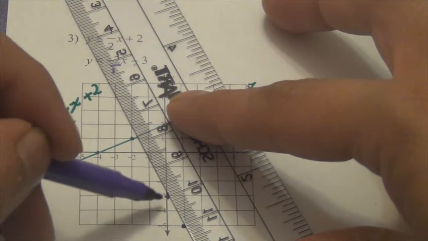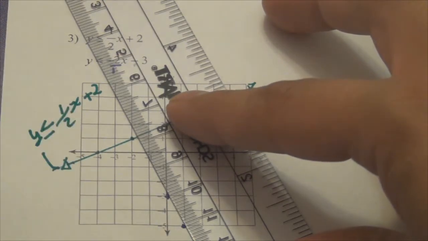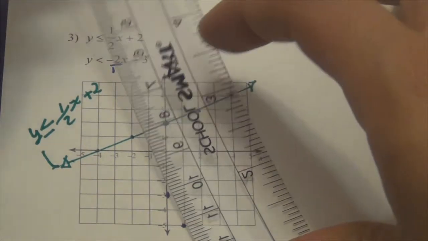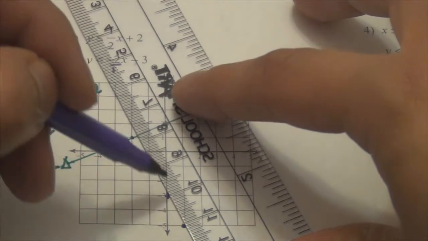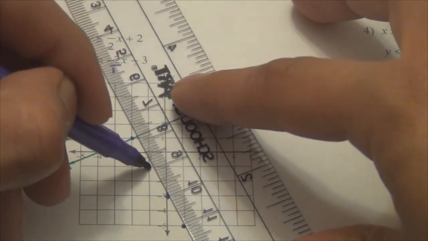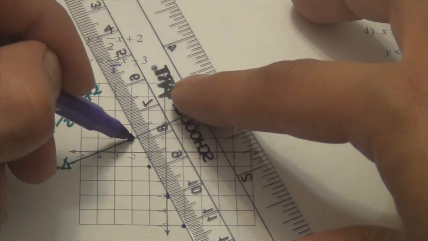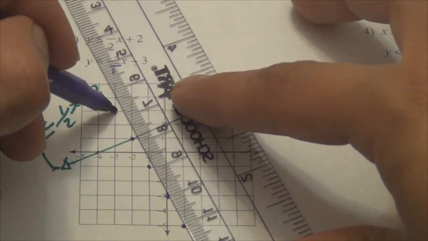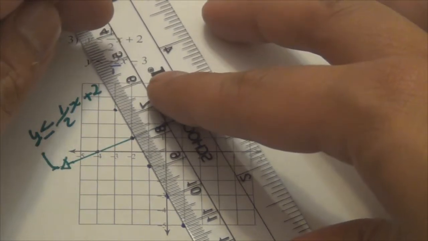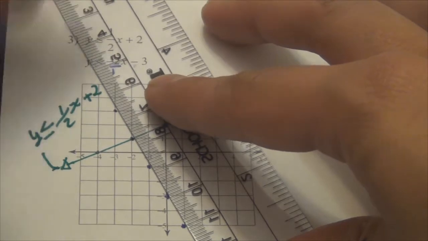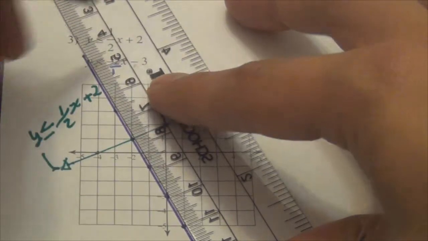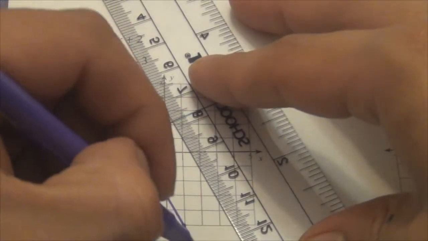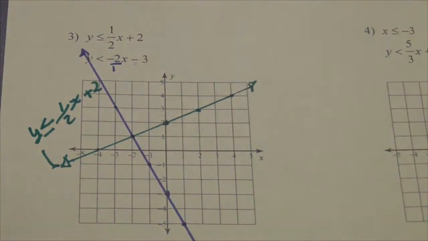So 2 down and 1 to the right is the same thing as 2 up and 1 to the left. 2 up and 1 to the left. Okay, I got more than enough. Now I got more accuracy. Okay, good.